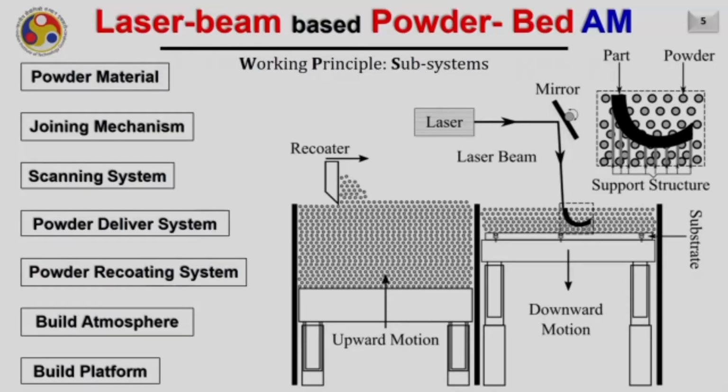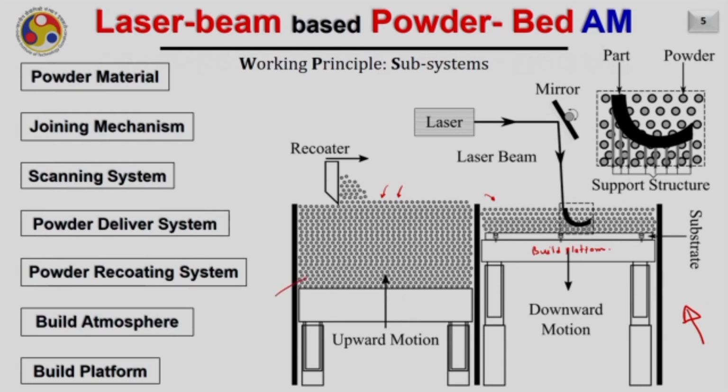So typically this is how a laser beam based powder bed additive manufacturing system should look. This is a schematic for the same. Here there is a powder material which you are seeing, which is spread on a right side platform, and this platform is called the build platform. The powder like material comes from a reservoir, which is shown here on the left side in this schematic.